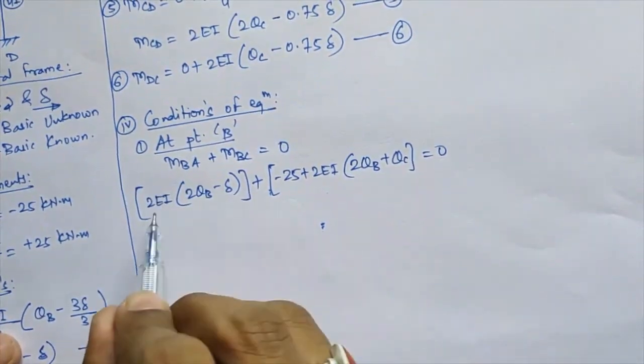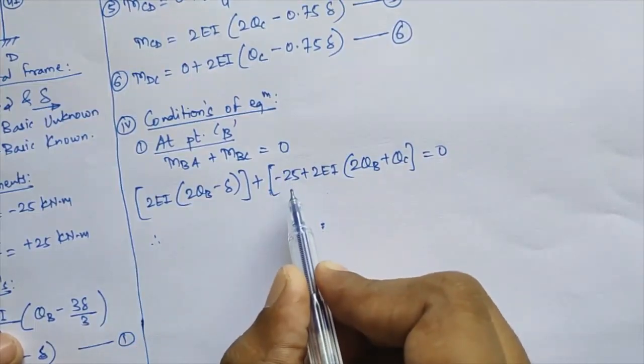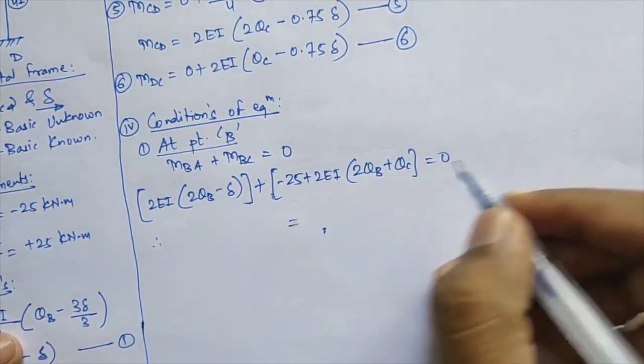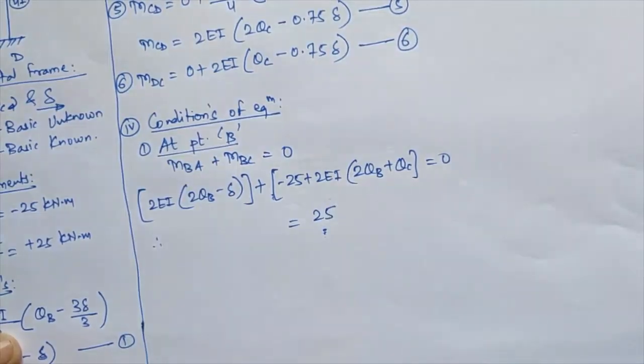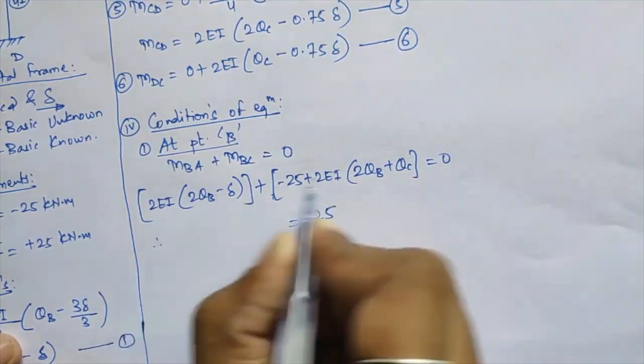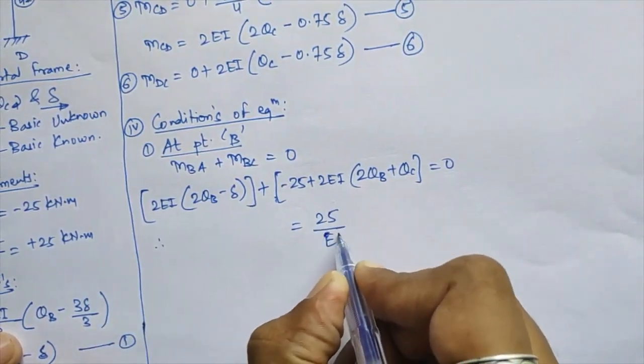So I will simplify this. First I will simplify the constant term. Here there is no constant term, only minus 25. So if that goes to the RHS, it will become plus 25. And if I take EI common from this, that will get divided into this.